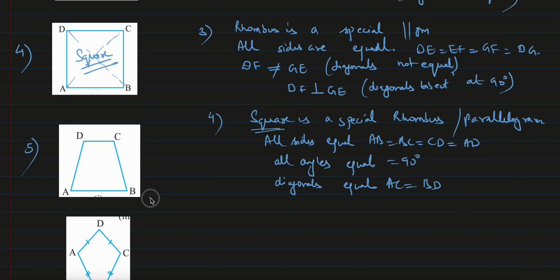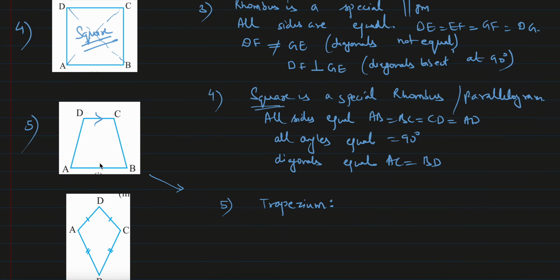That's about the square. Now let's move to the fifth figure which you see over here. This is a trapezium. In a trapezium, you see only one pair of sides is parallel here.